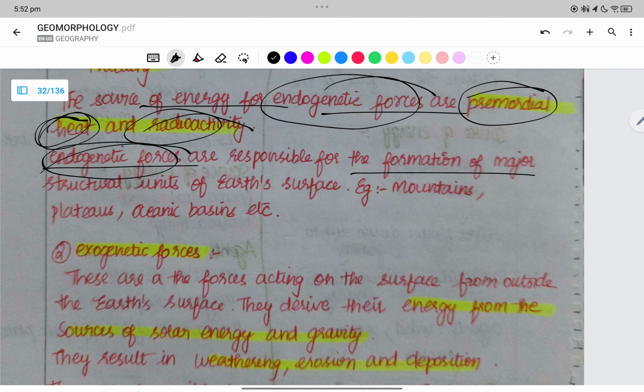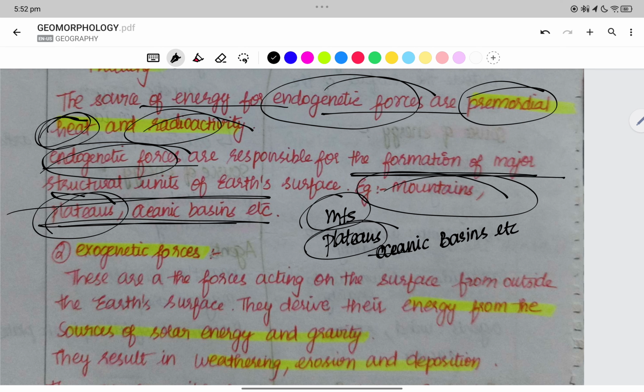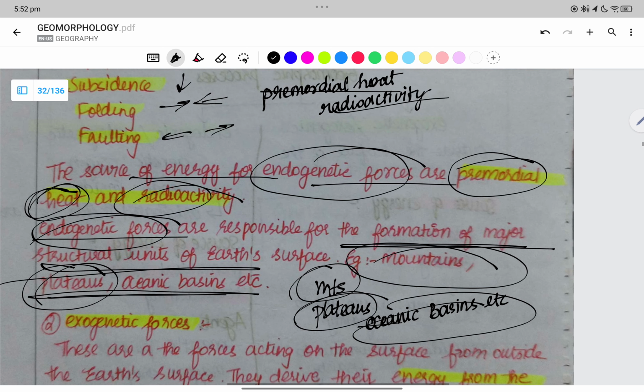Endogenetic forces are responsible for the formation of the major structures like mountains, plateaus, and oceanic basins, etc.